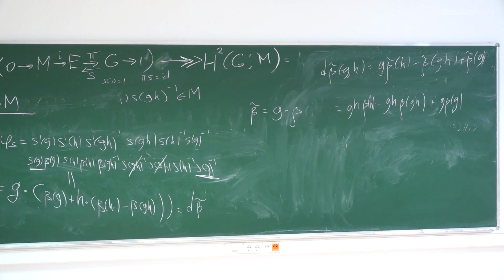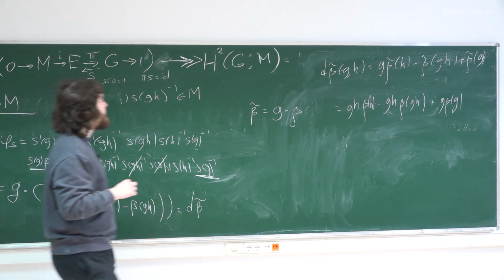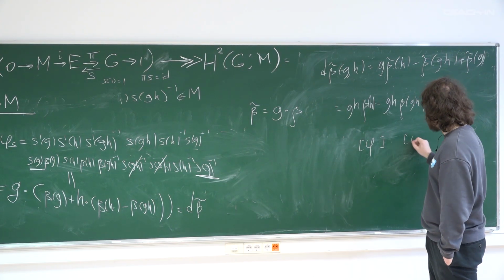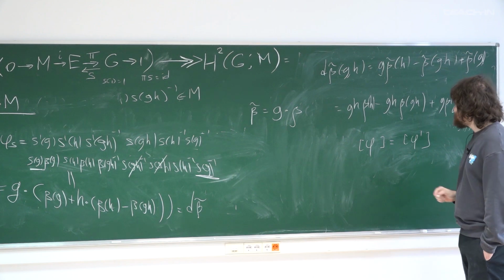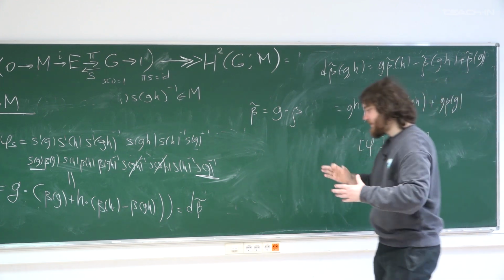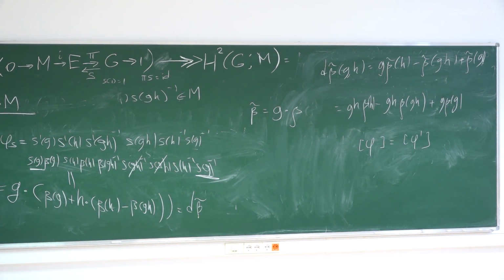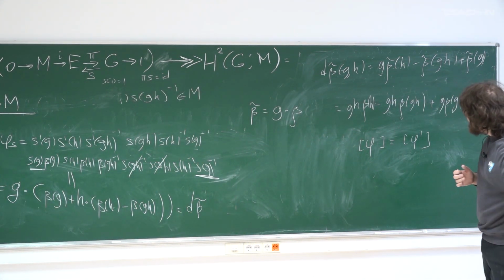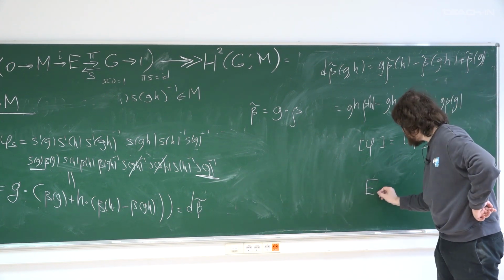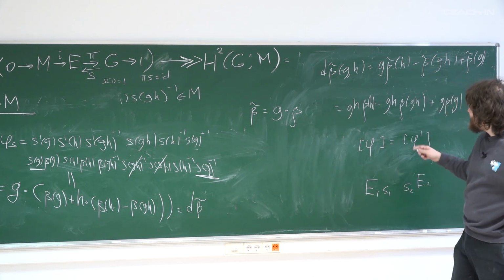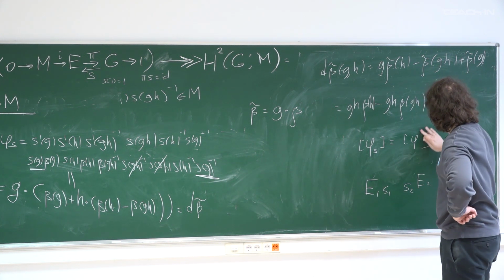Why is it an injection? If I have two extensions and I obtain equal cohomology classes, what does it mean? This means that I choose two sections and obtain the same cohomology classes. This is S, this is S prime.